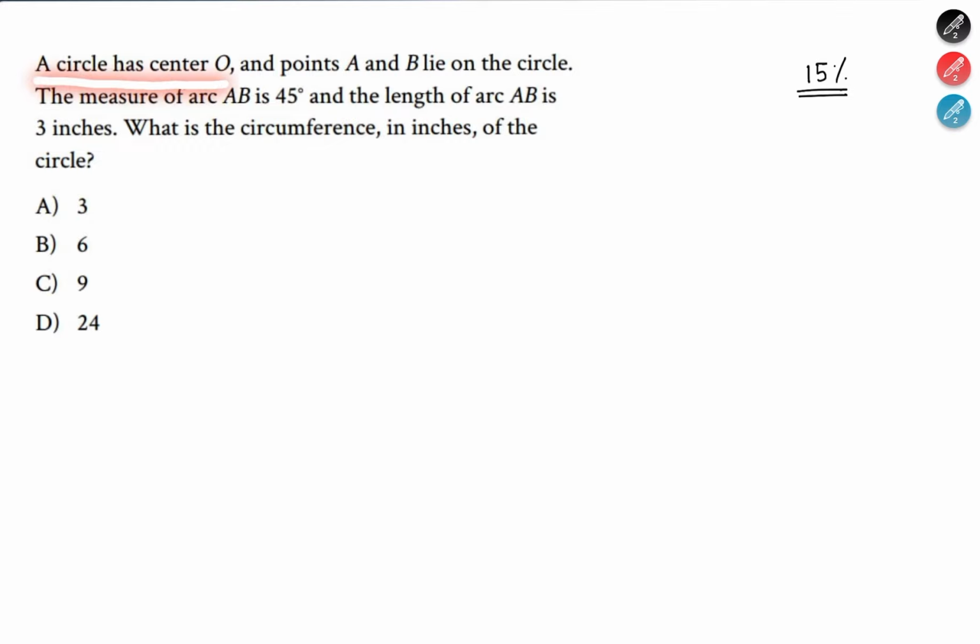A circle has center O and points A and B lie on the circle. The measure of the arc AB is given to be 45 degrees. The length of arc AB is 3 inches and you are asked to find the circumference in inches of the circle. Alright, so before solving the question, you need to understand what an arc is, what measure of arc is, and what the length of arc is.